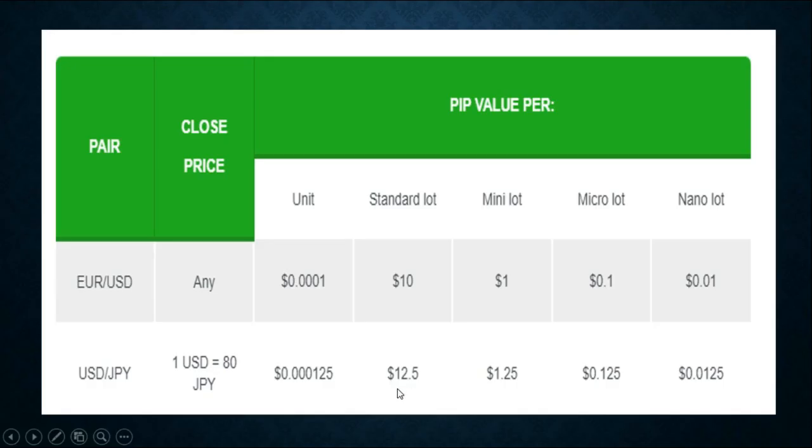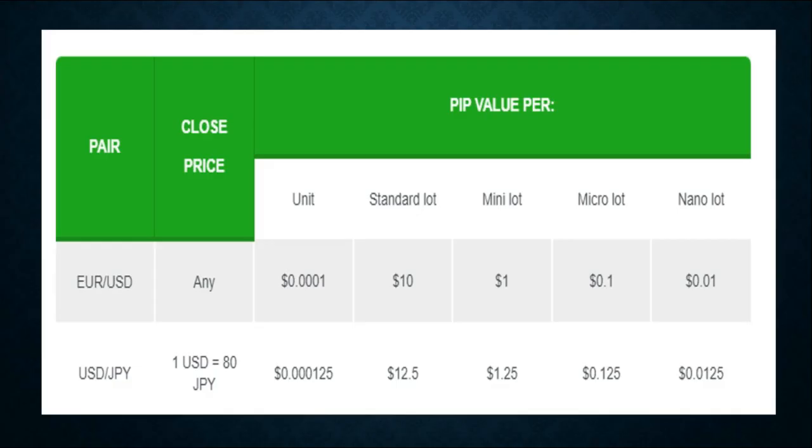You should have about $7 here, and in the case of a mini lot, it should be about 70 cents, and a micro lot should be about 7 cents, I think. 0.07, I believe. So in here should be 0.007, lesser and lesser. So yeah, don't go confusing yourself that much.